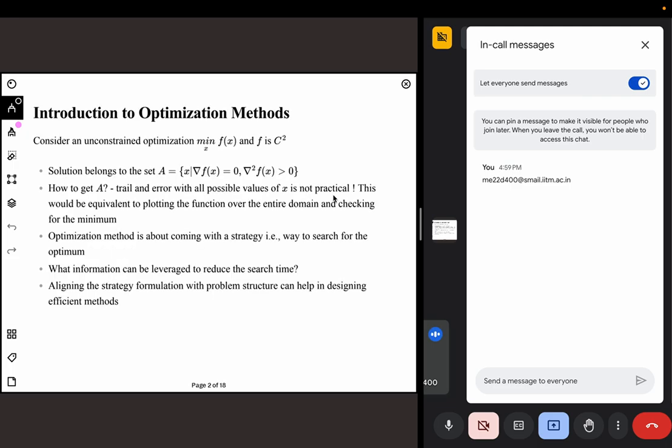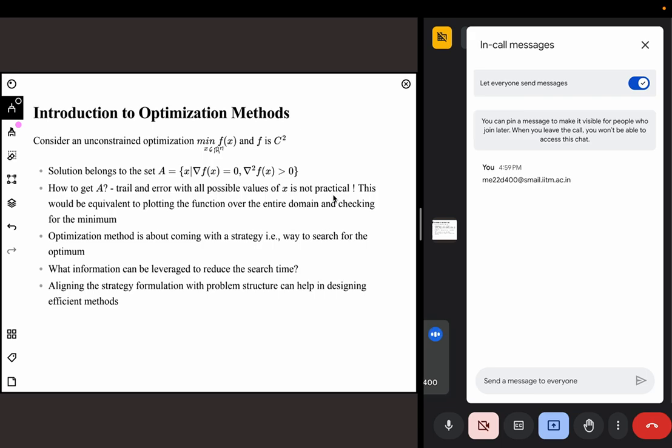So what exactly are we trying to do? We started out by saying that we need to find an optimal for this particular problem: minimize f of x. This is an unconstrained problem. There is no restriction on x, so x belongs to R^n, and we're assuming that the function is continuous and differentiable up to at least first order derivatives. Now we already know that in this kind of scenario, the solution will belong to the set where the gradient is equal to 0 and the Laplacian will be positive.